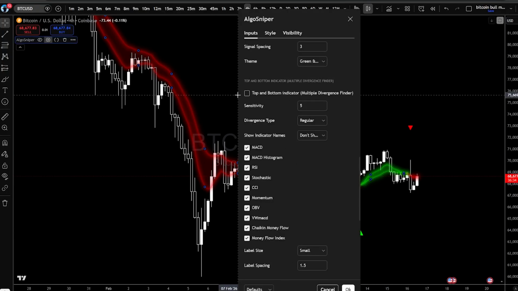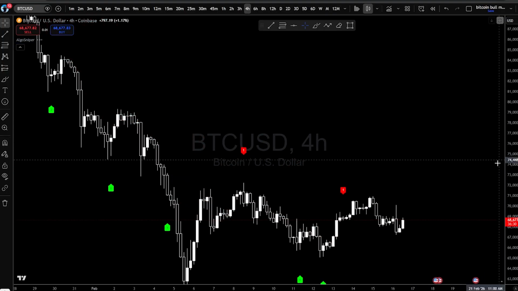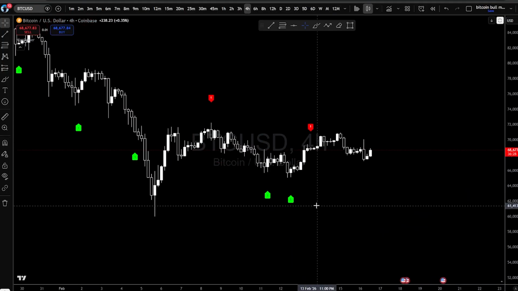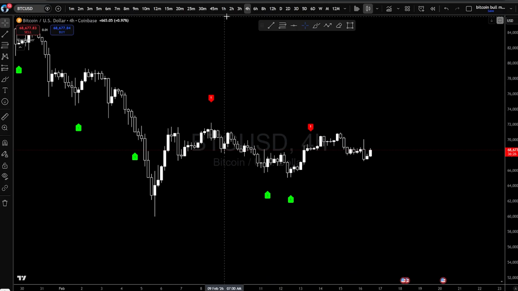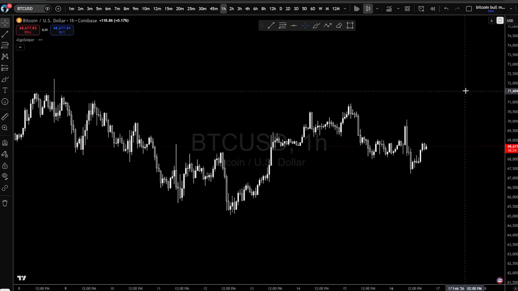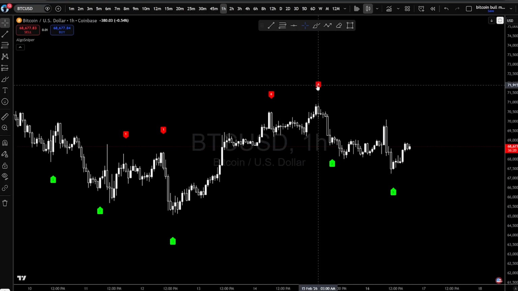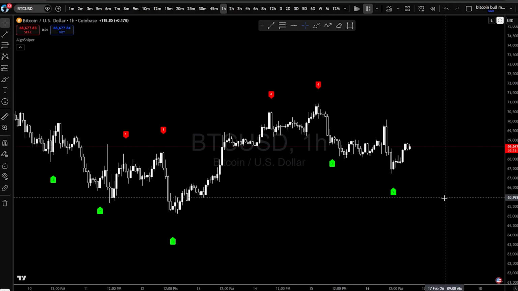You also have the top and bottom indicator. This is a multi-divergence finder. It's going to find how many divergences, bullish divergences, bearish divergences, are on each and every area of the market. As you can see, there were 6 bearish divergences here at this top and a huge crash followed.